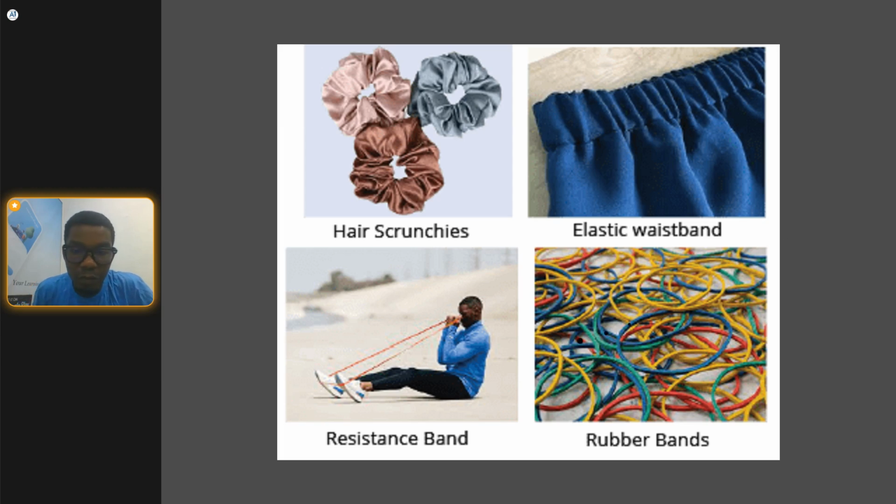That is what this young man is having here. This is a resistance band that we have here. So it's also an elastic. All right. Now, the one that is even common to everybody that all of us actually know is this rubber band.